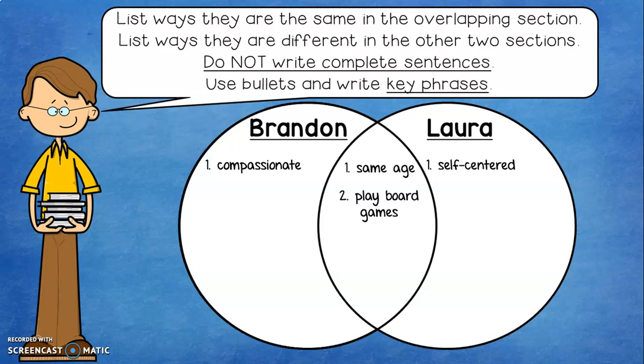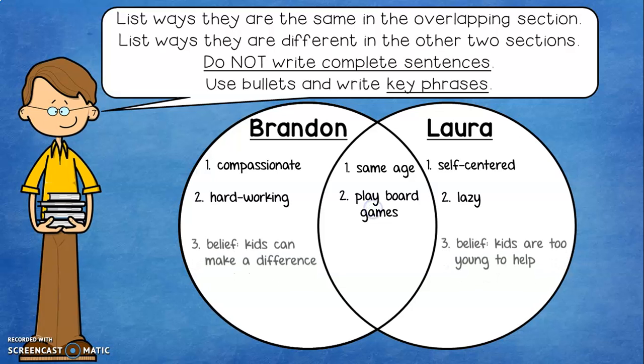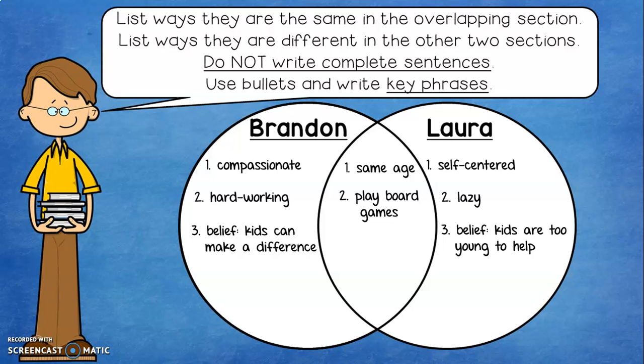Well, Brandon wanted to rake leaves and spend his time doing something to raise money to help people. Laura did not want to go do something that required work, and she wanted to keep her money for herself. So we also know that Brandon is hardworking, but we could also say from that information that Laura is lazy. Brandon believes that kids can make a difference, and Laura believes that kids are too young to help anyway.